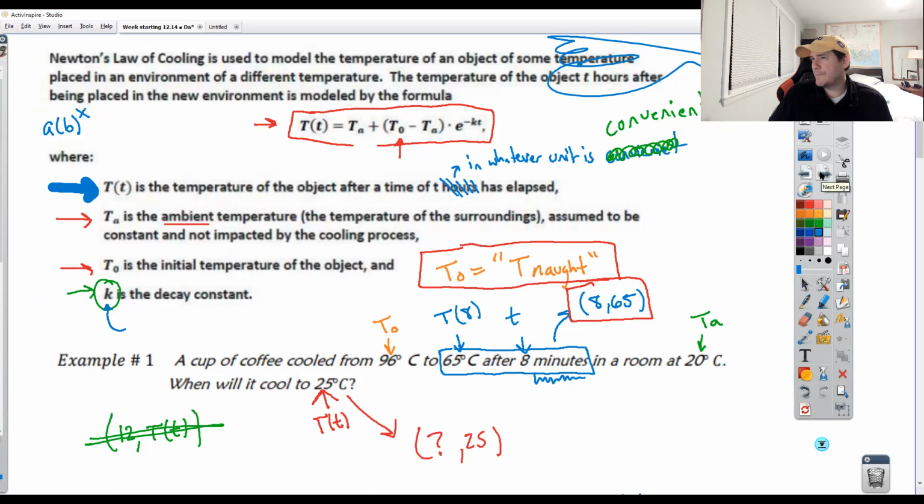All right. I'm going to want to take this formula with me because I'm going to forget it. I know I'm going to forget it.